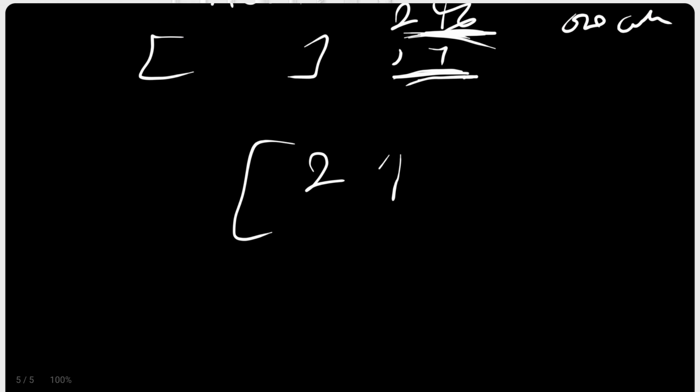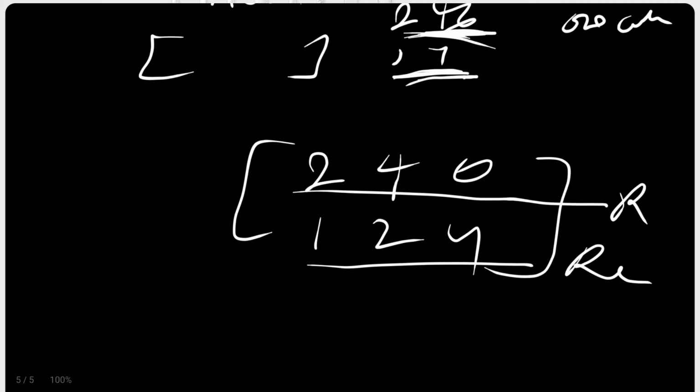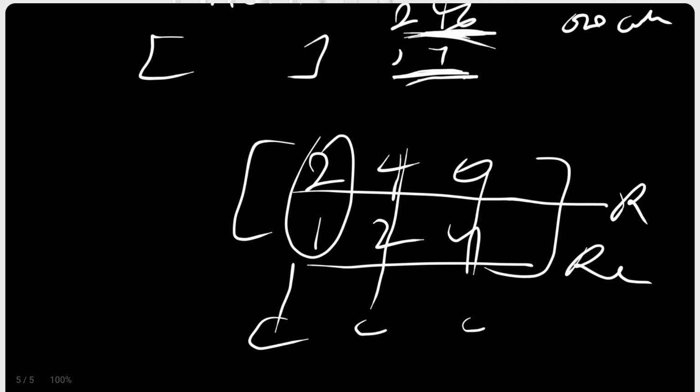You are telling this 2 4 6 and 1 2 4. This is a row, this is also a row. This is a column, this is a column. But you are going to be confused here: this is a row, this is a row. Then why is this not a row matrix, and this is a column matrix?